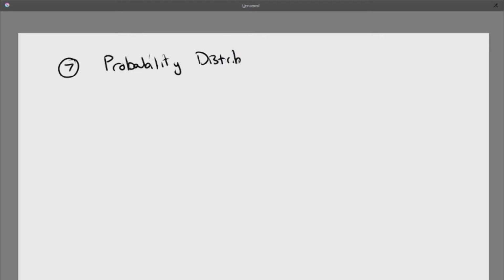Probability distribution. Okay. Well, after this, you can tell me how this compares to the others.